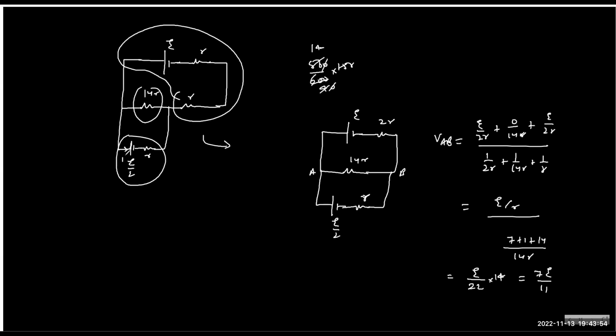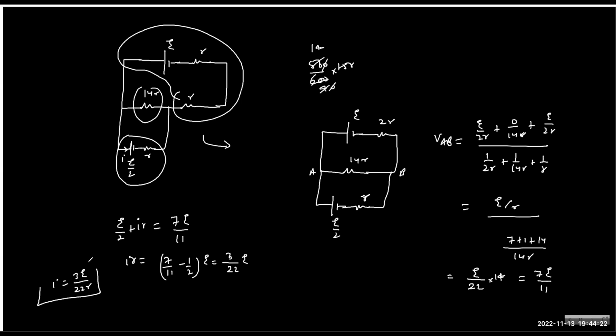possible when this will undergo charging, correct? Because only in charging we can increase the EMF, right? Because eventually what I need is, so IR is 7 by 11 into 2. This is E. 14 minus 11 is 3, no? 3, 22, E. So the I is 3E by 22R. Because this is what they're asking, current. Can you check the answer? Yes, it's this.